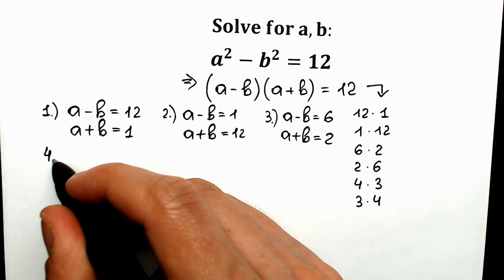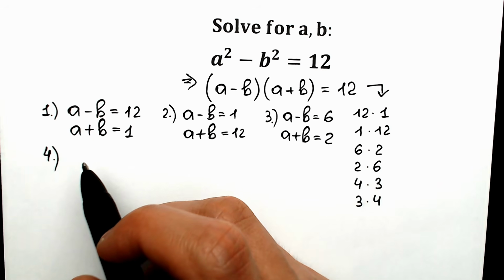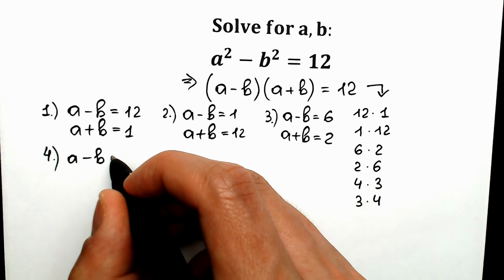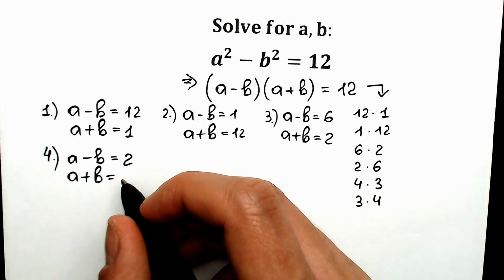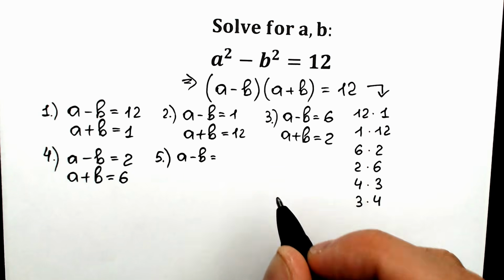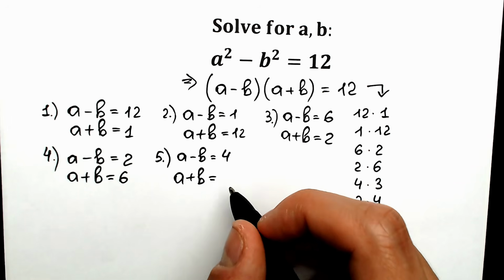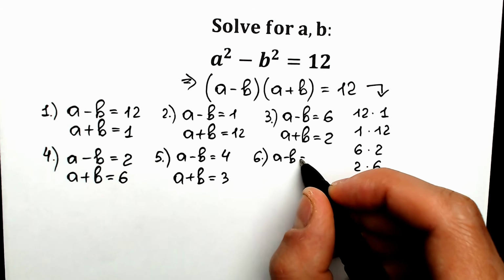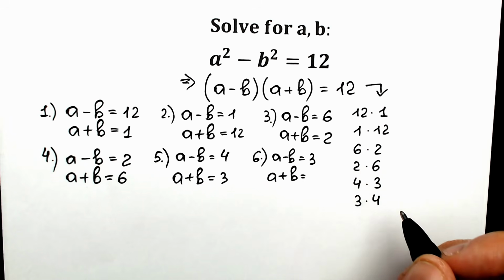The fourth system of equations, and don't be scared about this system. We can solve it instantly in a few seconds. I'm going to show you a really interesting trick. So our fourth system of equations: a minus b equals 2, and a plus b equals 6. We go to the fifth system of equations: a minus b equals 4, and a plus b equals 3. And the sixth one: a minus b equals 3, and a plus b equals 4.